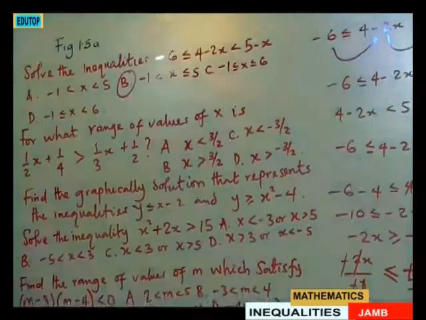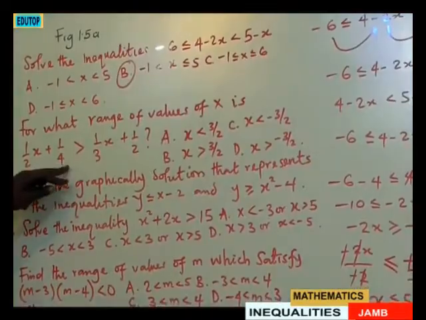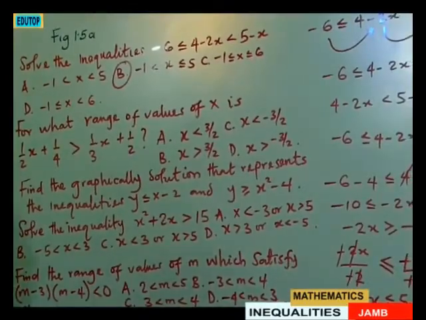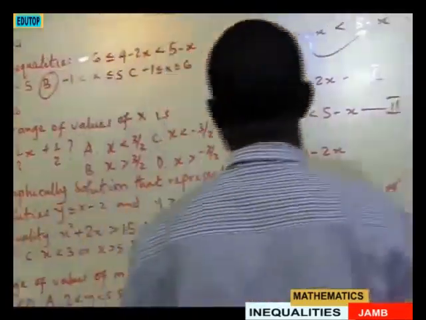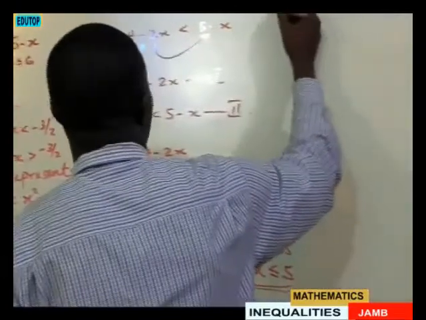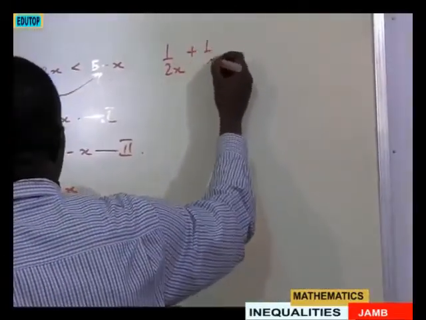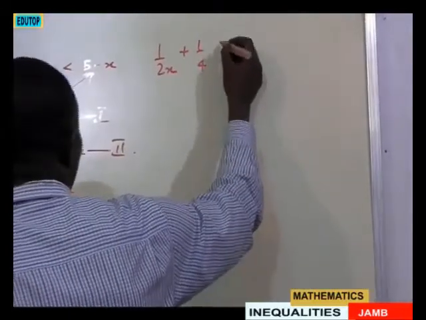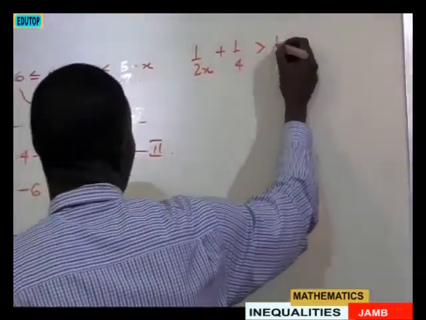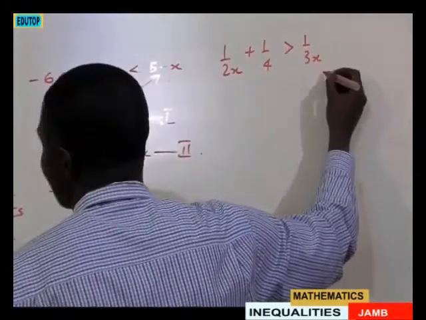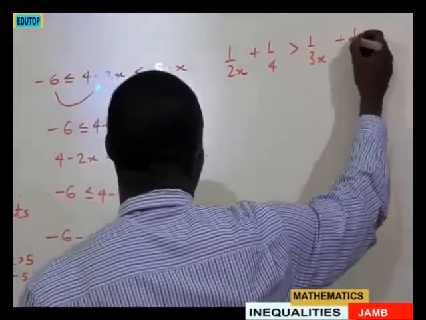What range of values of x is what this is. So in this situation, we have almost the same thing. We have 1 over 2x plus 1 over 4. This one is almost the same thing. The only thing that makes it different is just that it is a fraction.